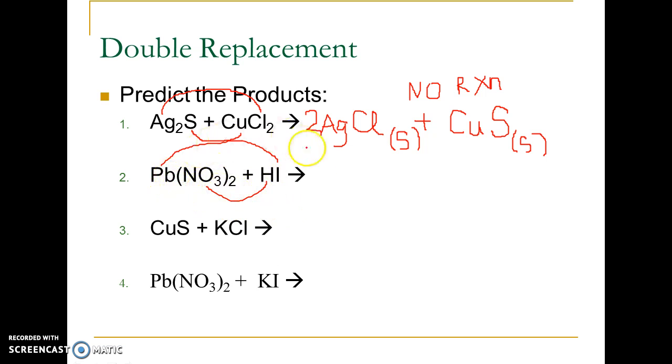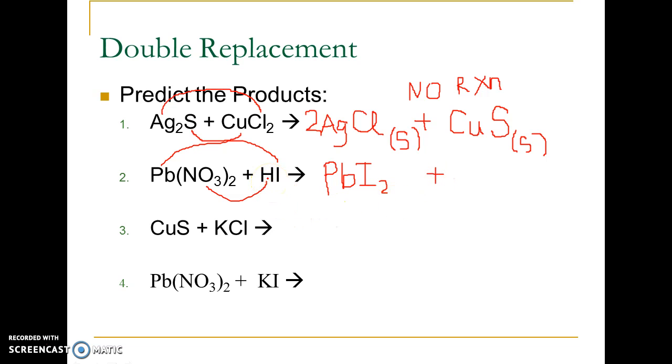I'm going to have lead and iodine paired together. Now lead is considered a transition metal, so I have to figure out what its charge is. Its charge is 2. When I pair it with iodine, iodine has a -1 charge. So my formula for lead 2 iodide is PbI2. Leave yourself some space here to write an S or an AQ after checking your solubility rules.